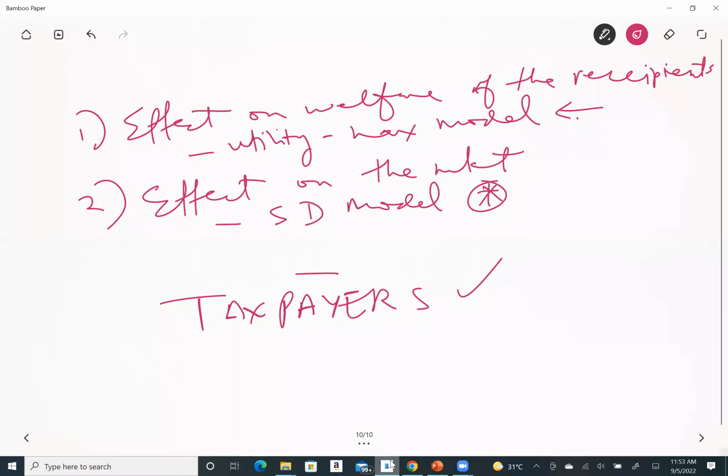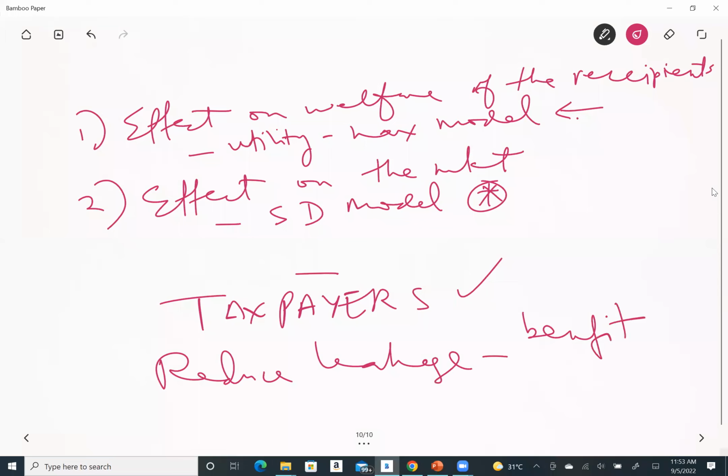the implication there is that in order to reduce the leakage, okay, to reduce leakage in terms of benefit to non-target group. For example, the fuel subsidy, they benefit other groups other than the targeted group. So this is what you call leakage.